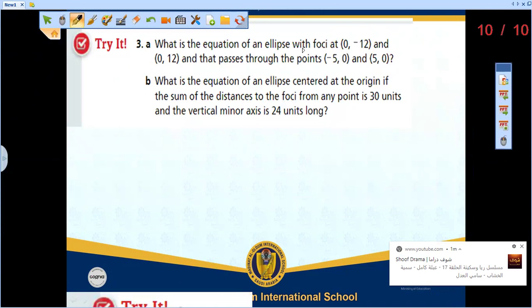So now, what is the equation of ellipse with foci? If I give you foci, I give you c. c is negative 12, or you can take it 12, and passes through points negative 5, 0, and 5, 0. What is this one, guys? What do you think?